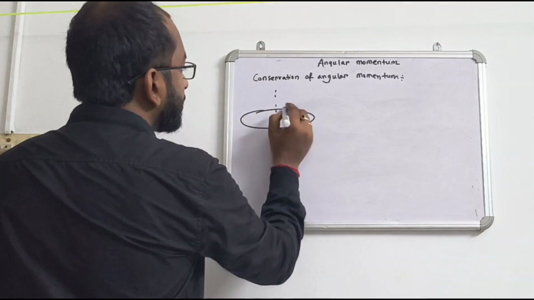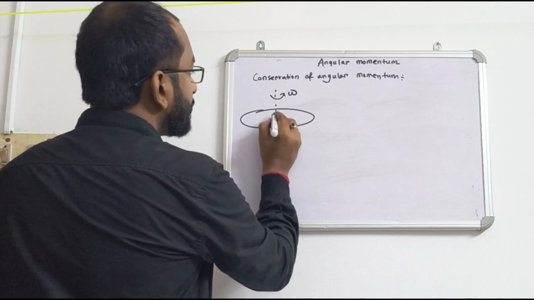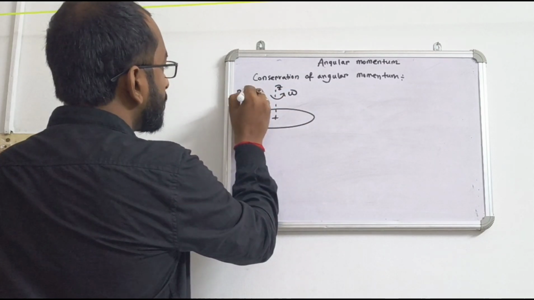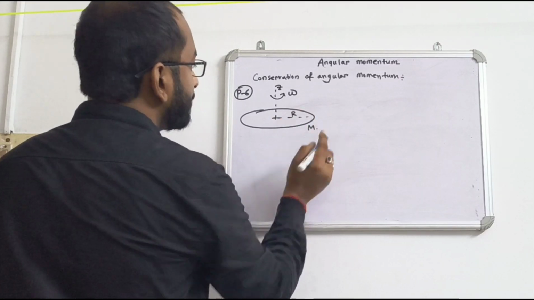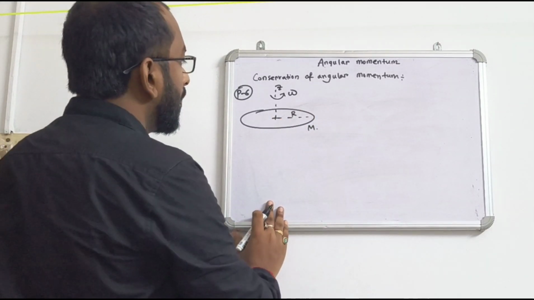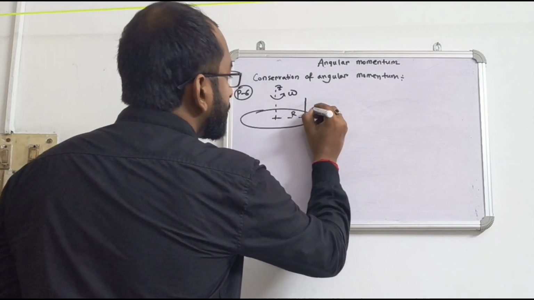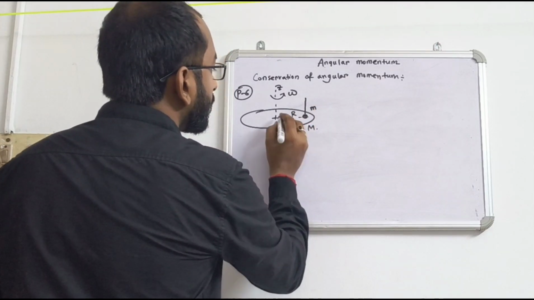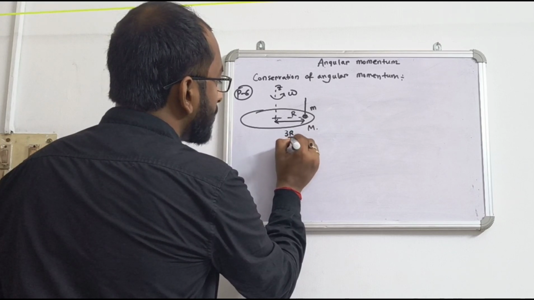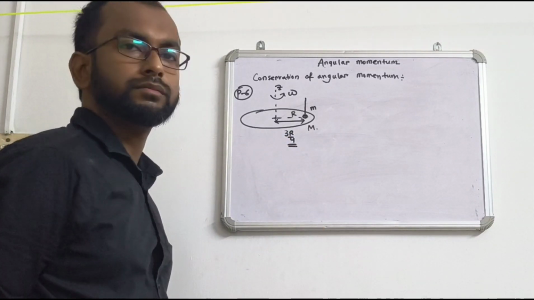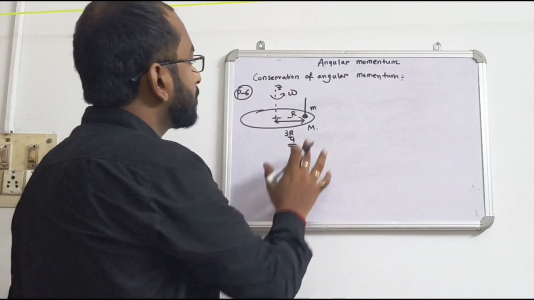Suppose a disk is initially rotating with angular velocity of omega with respect to the z axis. Its radius is r, mass is M. Now one small insect of mass small m sits on this disk at distance 3r by 4. Then what will be the new angular velocity? We can solve it with the concept of conservation of angular momentum.